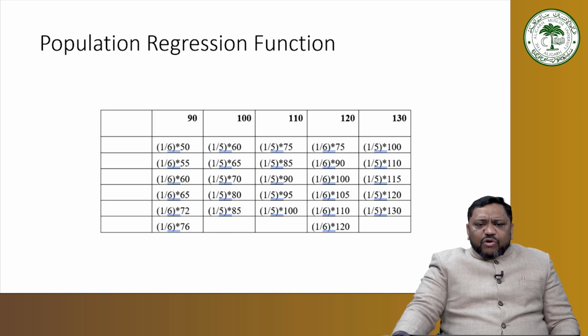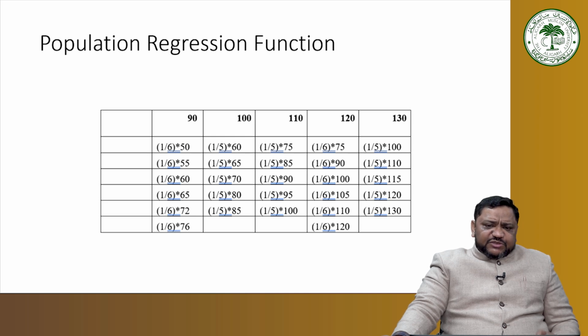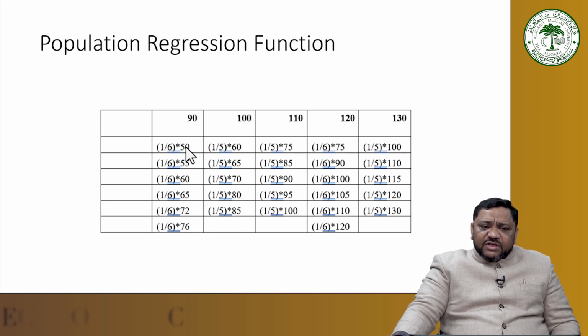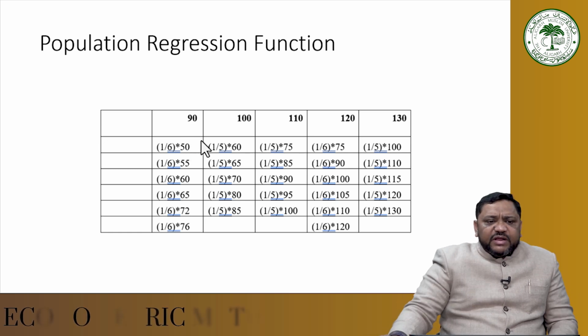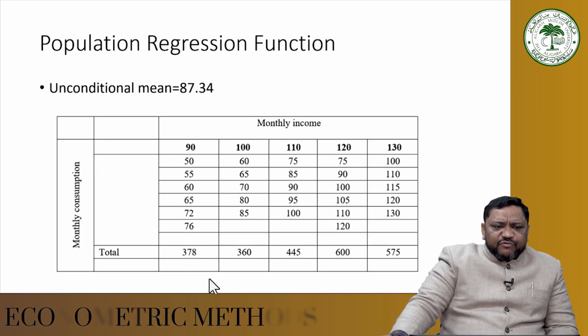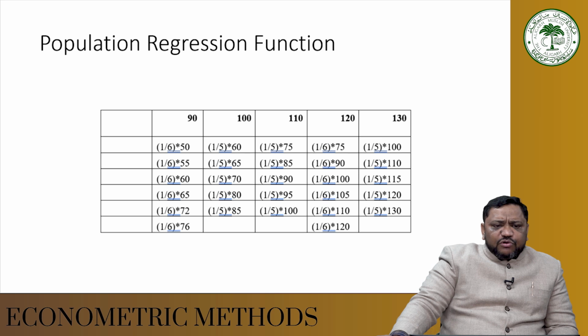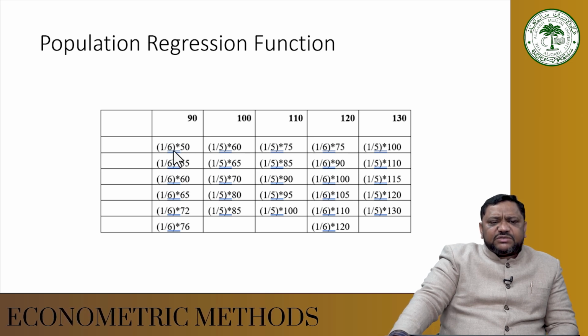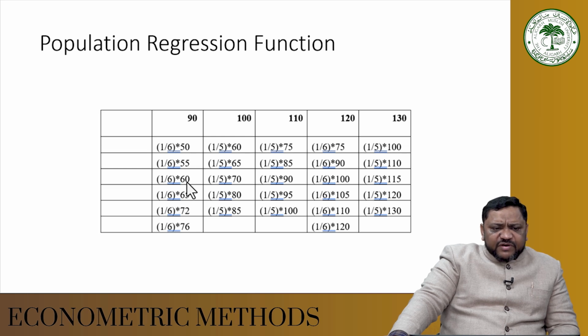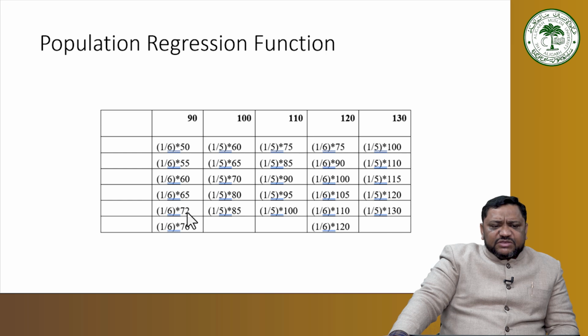Now what we do is multiply the consumption expenditure with the respective probabilities. For the first group there are 6 families, so we have 1 by 6, and we multiply it with the consumption expenditure that we have assumed over here. So we multiply 1 by 6 with 50, then 1 by 6 with 55, then 1 by 6 with 60, then 1 by 6 with 65, then 1 by 6 with 72, then 1 by 6 with 76.